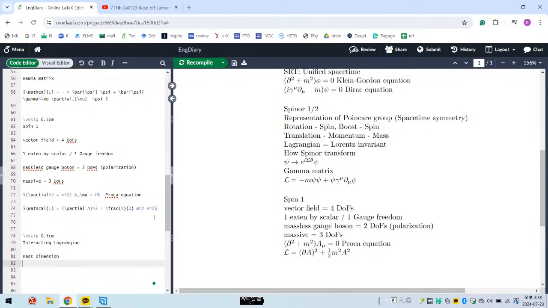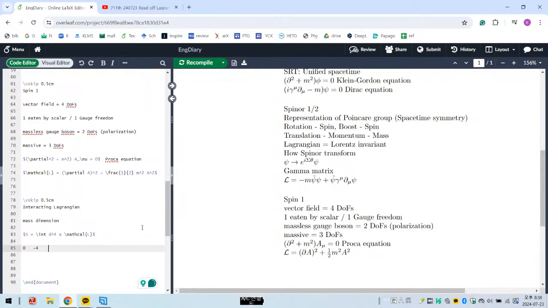First of all, the action is given by the integration of the Lagrangian over the space-time volume. The action has mass dimension 0, and the space-time volume has mass dimension -4. So the Lagrangian has a mass dimension of 4. If we consider the Lagrangian, all the terms should have mass dimension 4.